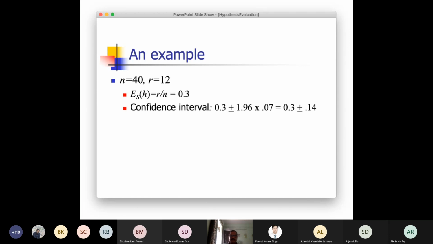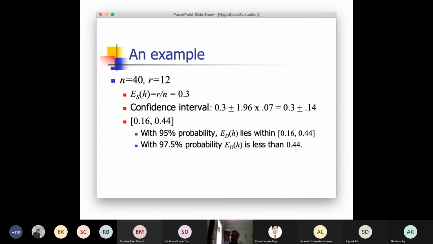r by n, which is 0.3, and then your confidence interval using the formula would be this, which means that finally you will get an interval. So with the result 0.3, that's a point result. But we should not be interested in the point result. We would be more concerned with what the variability could have been. So you see that it could be as low as 0.16, and as high as 0.44. So that is with 95% probability.